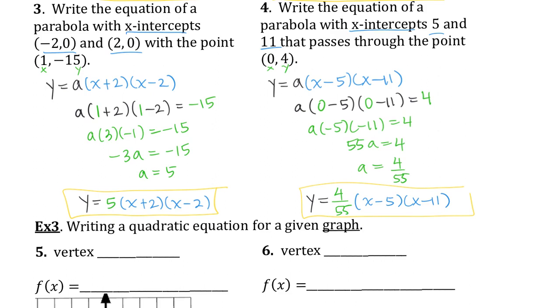Okay, for number 3, I got y equals 5 times quantity x plus 2 times quantity x minus 2. For 4, I got a to be 4 over 55, so it was y equals 4 over 55 times x minus 5 times x minus 11.